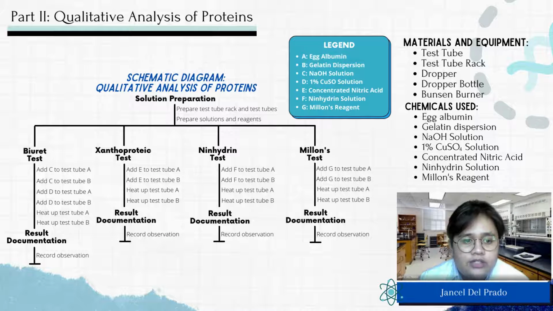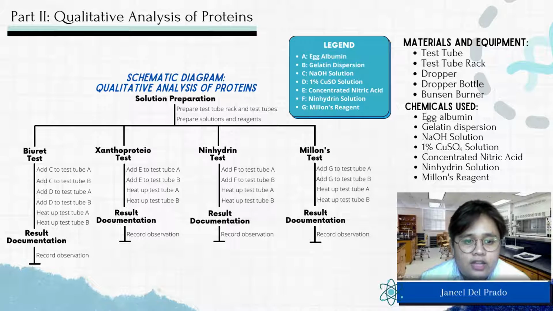The egg albumin in test tube A and gelatin dispersion in test tube B are then subjected to a different, new test, which is the Hopkins-Cole test. This is done by the addition of the Hopkins-Cole solution to both test tubes. It is then heated up with the use of a Bunsen burner, and once a change has been observed, the recording of the results follows.